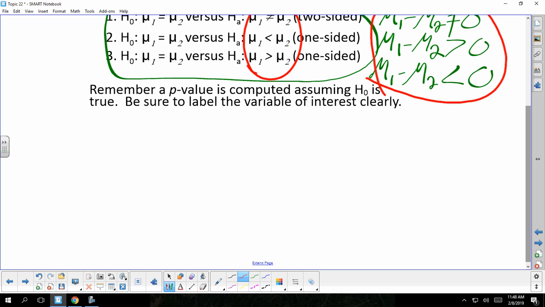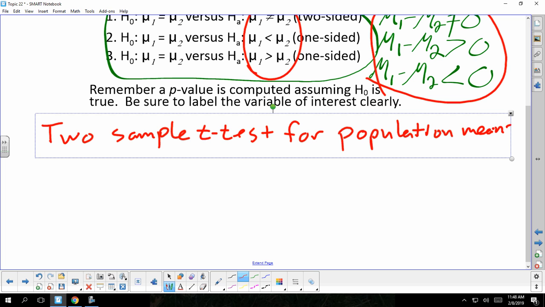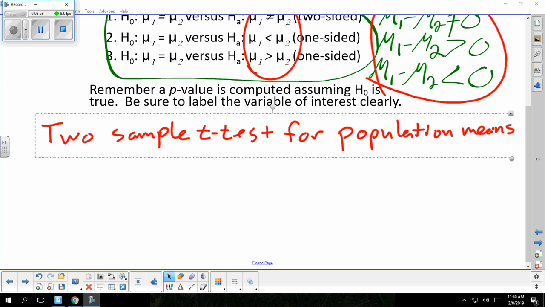Of course, we're always going to start by identifying our procedure. This is a two-sample t-test for population means. So we've identified our procedure. We want to compare population means, and these are independent samples. And we'll look at it like this.